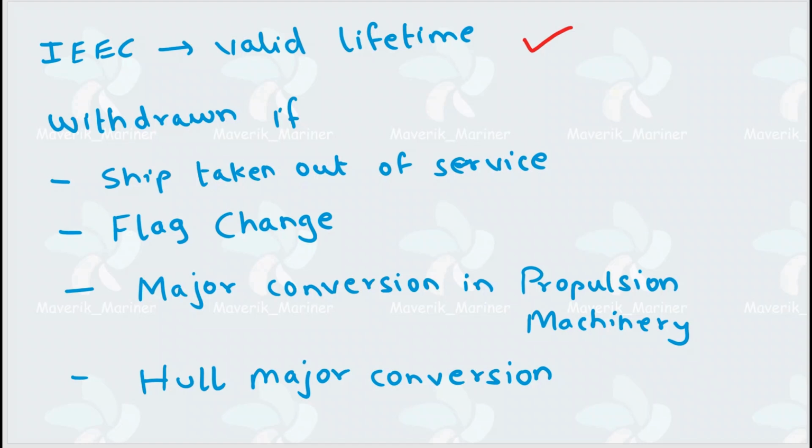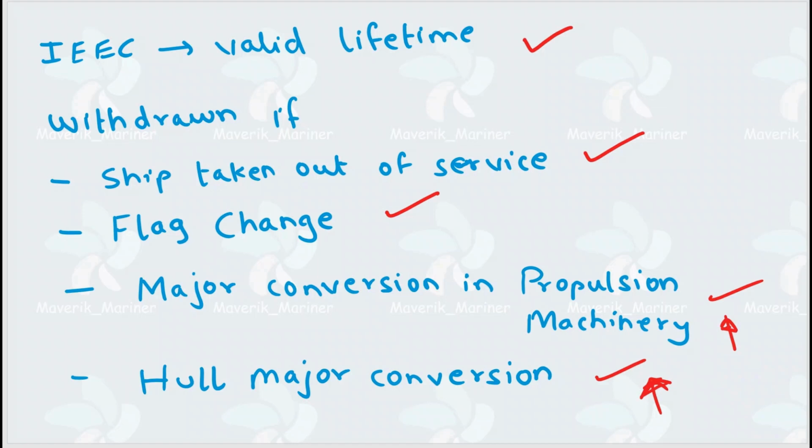IEEC can be withdrawn when the ship is taken out of service or there is a change of flag or there is a major change in propulsion machinery or hull structure. Changes in propulsion machinery or hull structure will give rise to different fuel consumption. That is why your IEEC will be invalid.